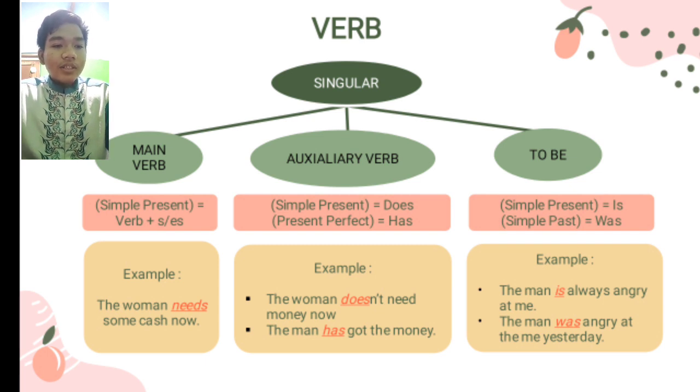It also uses present perfect tense that uses has. Example, the man has got the money. The third is to be that uses simple present is. Example, the man is always angry at me. That also uses simple past tense was. The example, the man was angry at me yesterday.